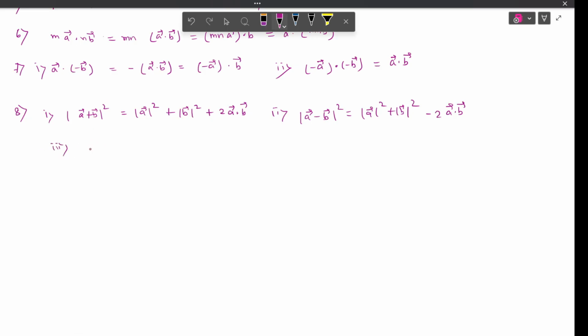Similarly, a vector plus b vector dot a vector minus b vector is modulus of a vector square minus modulus of b vector square. Okay.